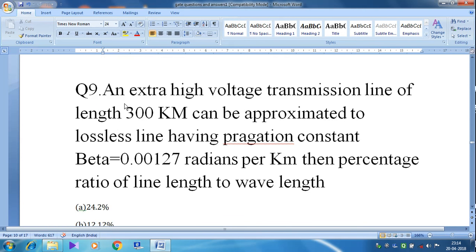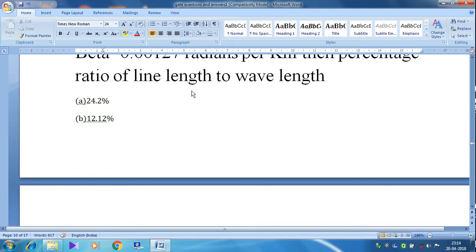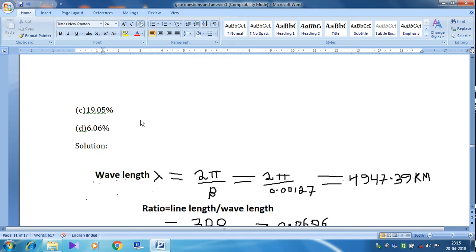So next question. An extra high voltage transmission line of length 300 kilometer can be approximated to a lossless line having propagation constant beta equal to 0.00127 radians per kilometer. Then the percentage ratio of line length to wavelength is: 24.2%, 12.12%, 19.05%, 6.06%. So let us see the solution.